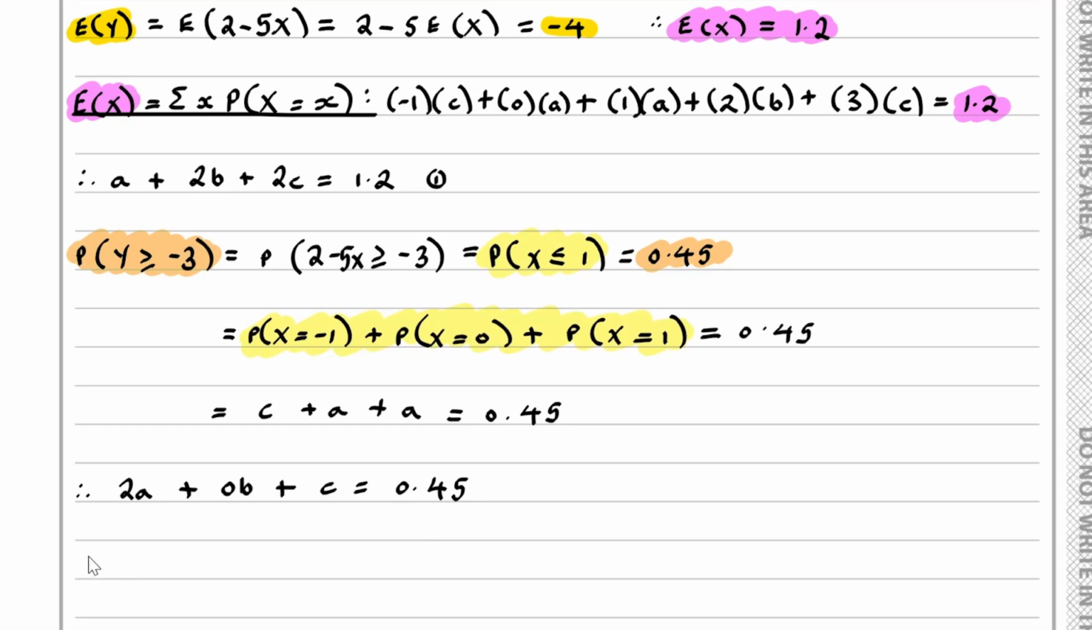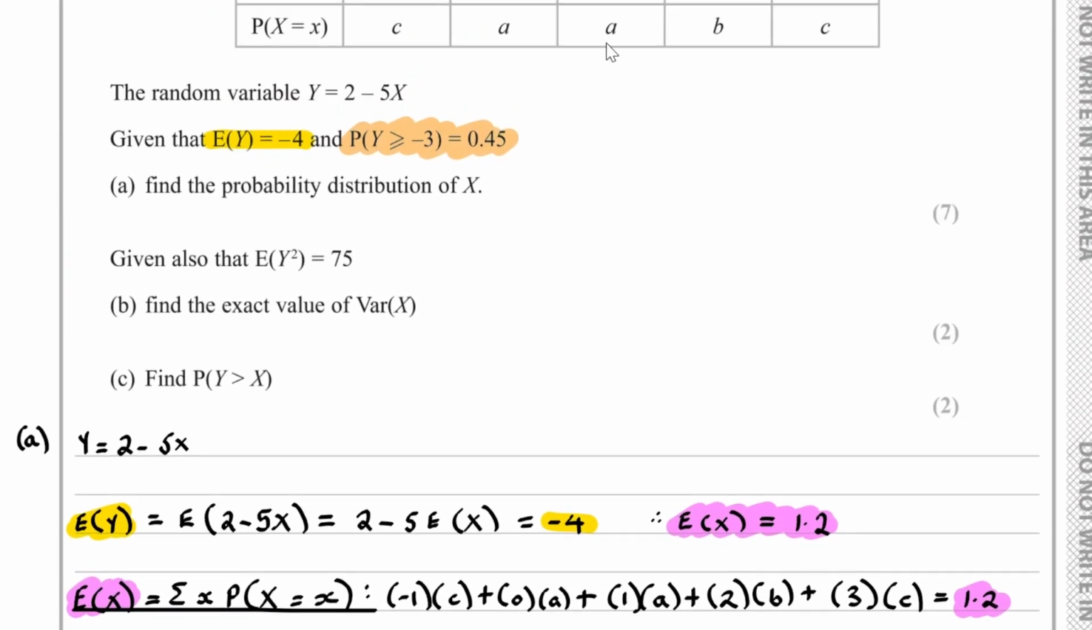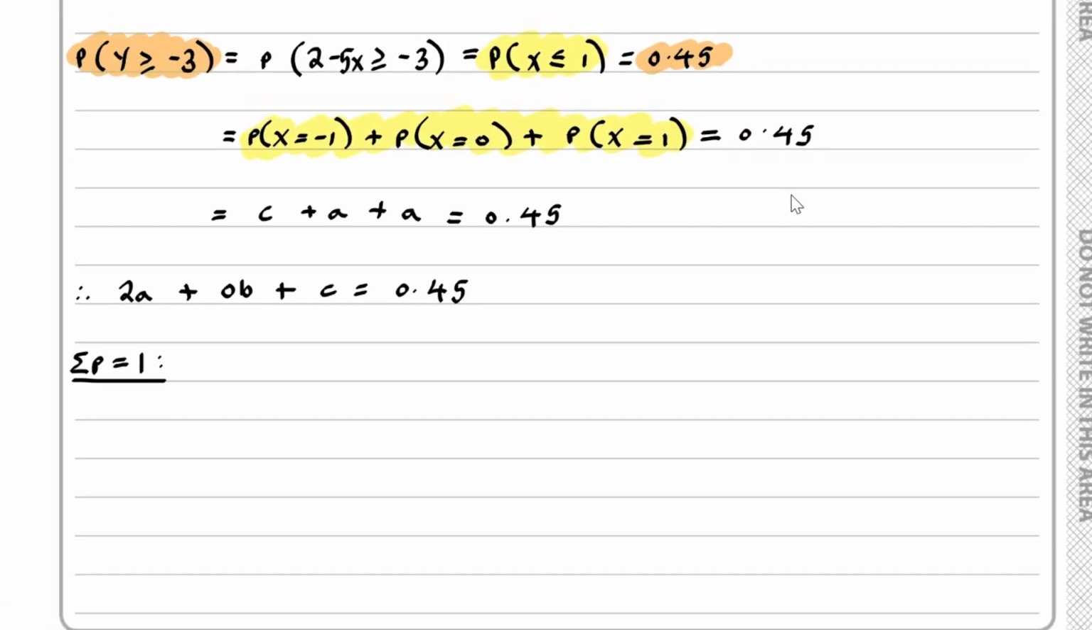And the last thing you should know is that the sum of probabilities is equal to 1. Okay, so adding all these probabilities together, we have c plus a plus a plus b plus c. Okay, so let's just write that down. We have c plus a plus a plus b plus c equals 1. So in conclusion, we have 2a plus b plus 2c equals 1.